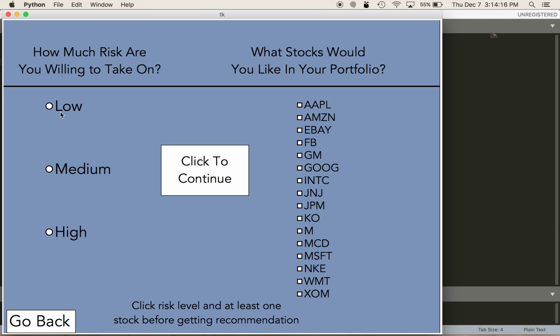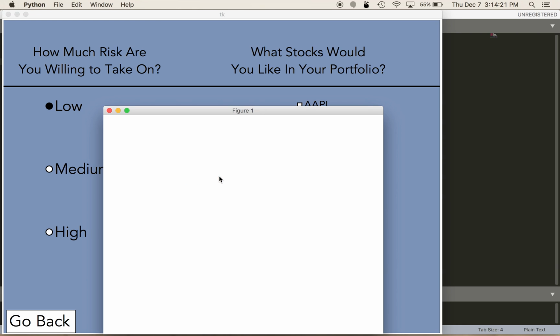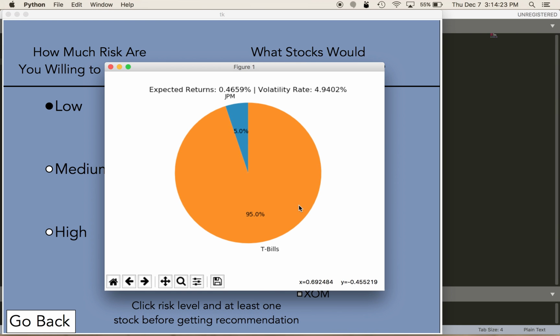So let's say you're a user and you want a low risk portfolio with JP Morgan stocks. This makes sense, right? You'd have 95% Treasury bills and 5% JP Morgan. This is true because if you want low risk, you want to have Treasury bills as the majority of your portfolio, because Treasury bills have 0% risk. And then obviously to fill out the rest of it, you would want JP Morgan, which has higher expected returns than Treasury bills, but obviously also has a higher volatility rate. It also tells you what the expected returns of this portfolio would be and what the volatility rate is.